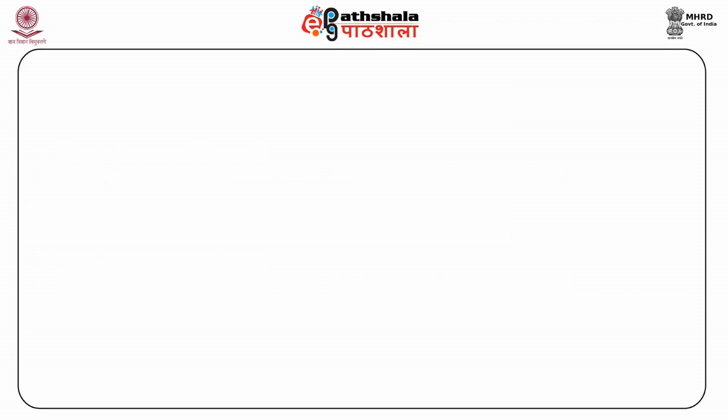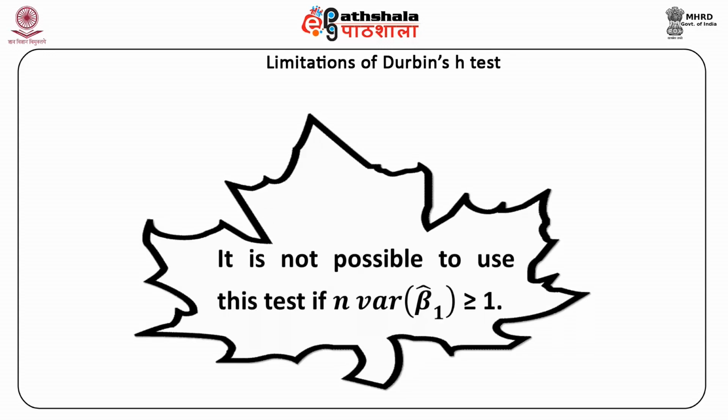Let us understand the limitations of this h test. It is not possible to use this test if n into variance of beta 1 hat is greater than or equal to 1.